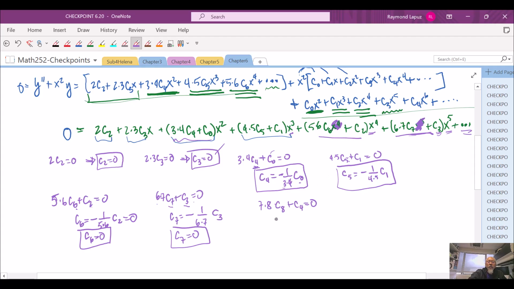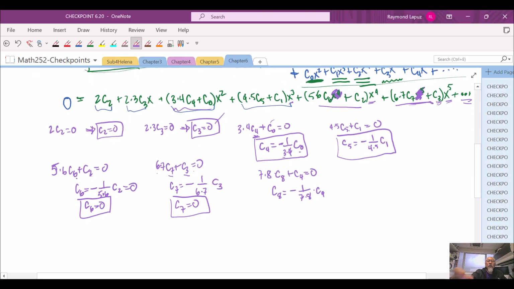If I solve for this, I'll get C sub 8 is equal to negative 1 over 7 times 8 times C sub 4. And I have C sub 4. C sub 4 is right here. So if I replace that, C sub 8 will become negative 1 over 7 times 8. C sub 4 is negative 1 over 3 times 4 times C sub 0.